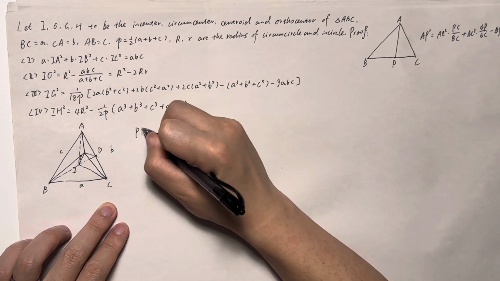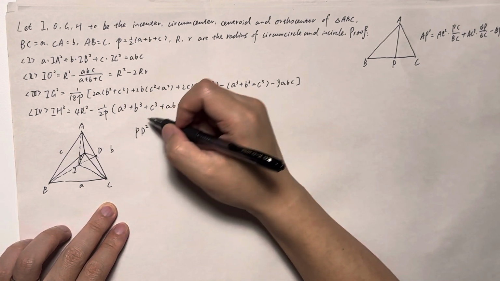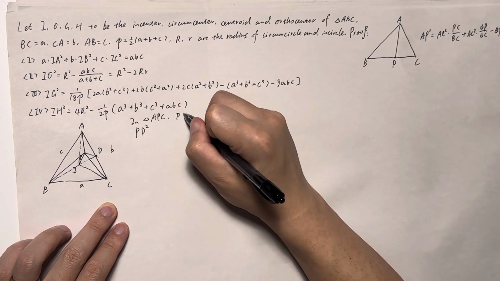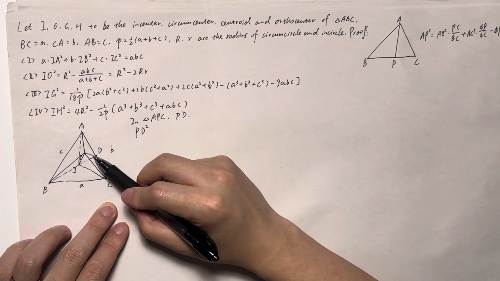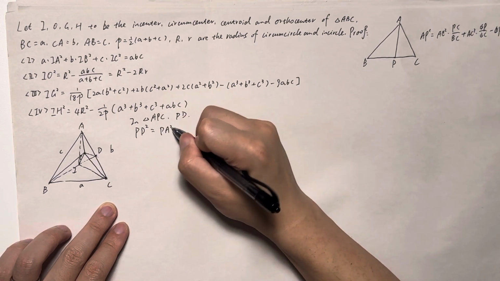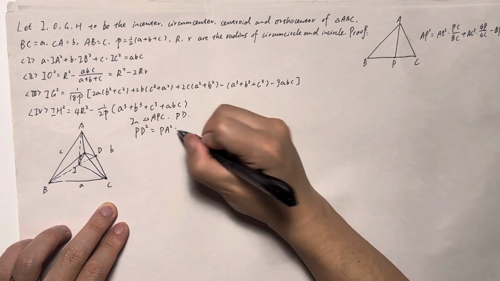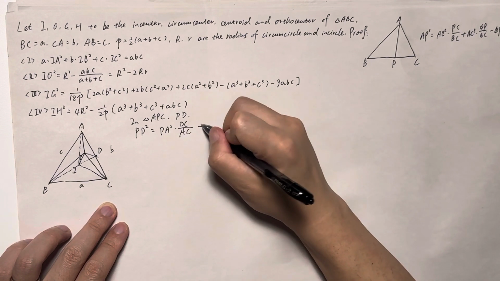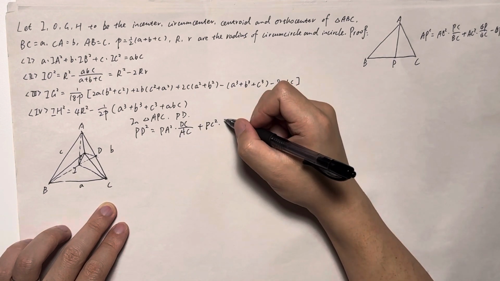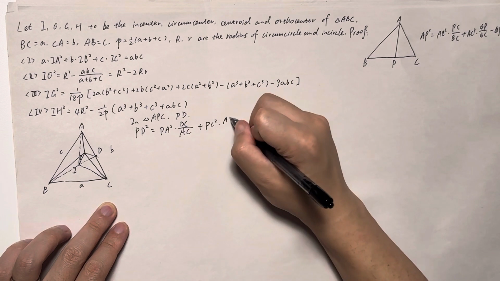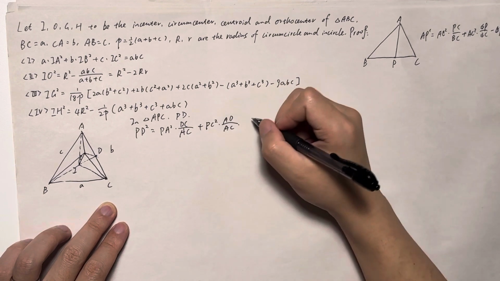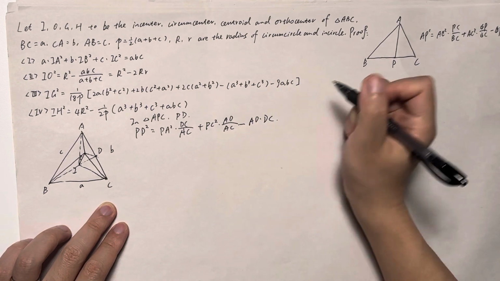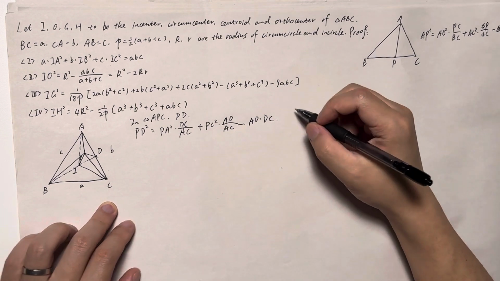Notice that in triangle APC, let's look at the line PD. PD squared equals PA squared times DC divided by AC, plus PC squared times AD divided by AC, minus AD times DC, right?